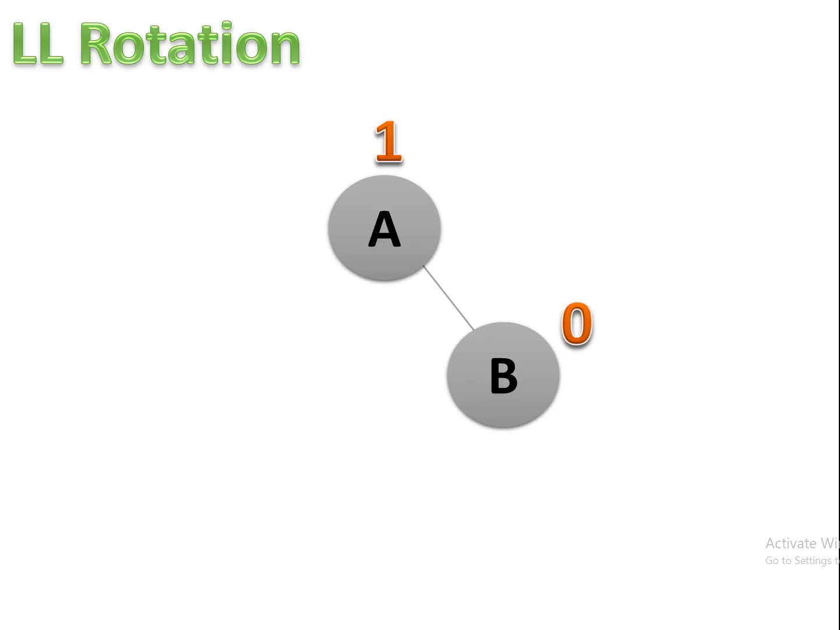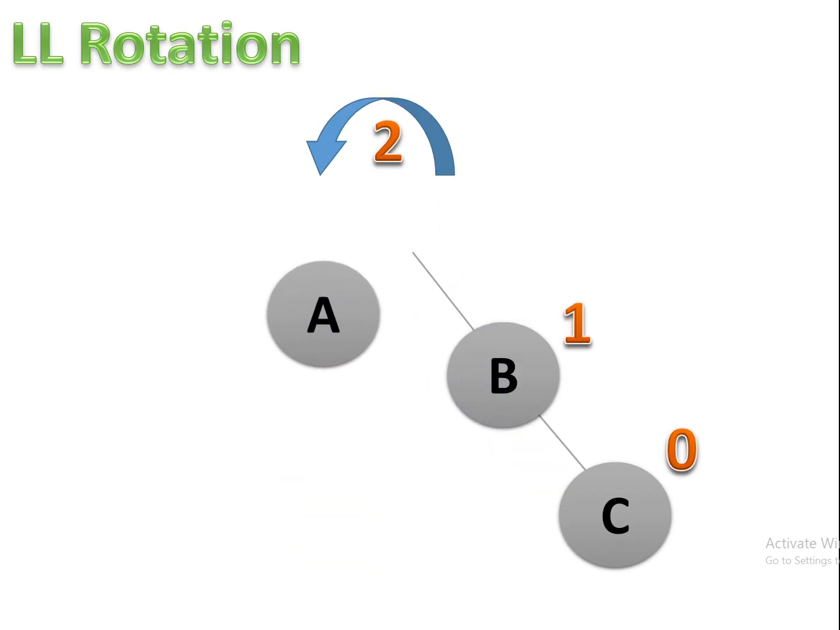Again check the balance factor of A, because A has one right node. We know the formula: balance factor equals height of left subtree minus height of right subtree. So height of left subtree is 0 and height of right subtree is 1, and we are getting the balance factor 1. Again one more node will be inserted. C's balance factor is 0, B's balance factor is 1, A's balance factor is 2. So A's balance factor is 2, and we need to make the tree balanced with the help of rotations.